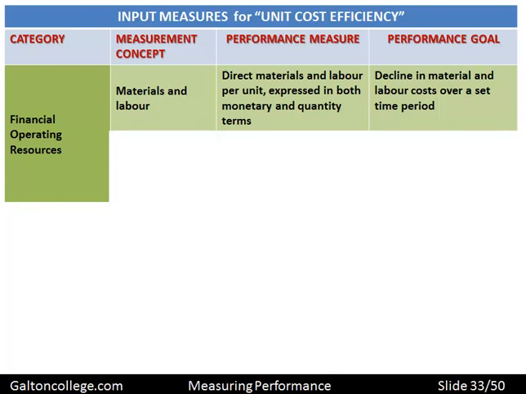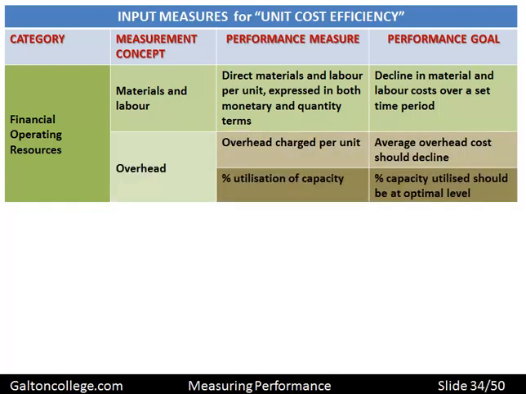Perhaps the new machines that are being purchased will alter the ratio of labour to capital. And the performance goal could be a decline in materials and labour costs over a set period. Well, that's what the business is looking for. The business is looking for efficiencies. So the performance goal could be to reduce the material and labour costs over a period of time.